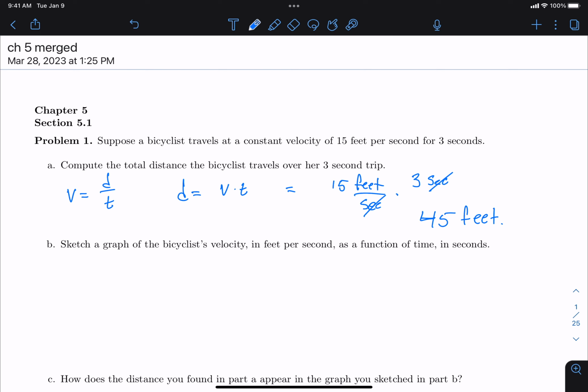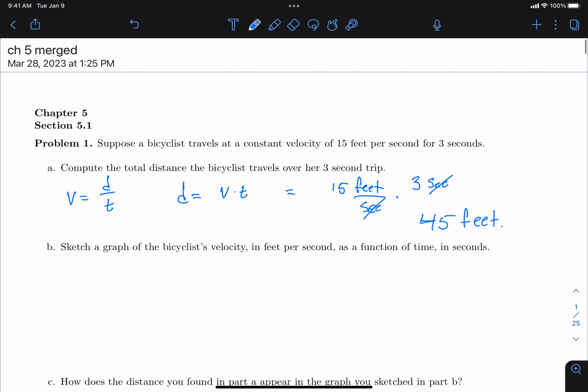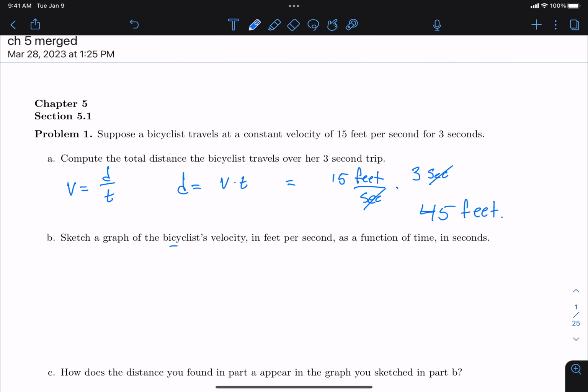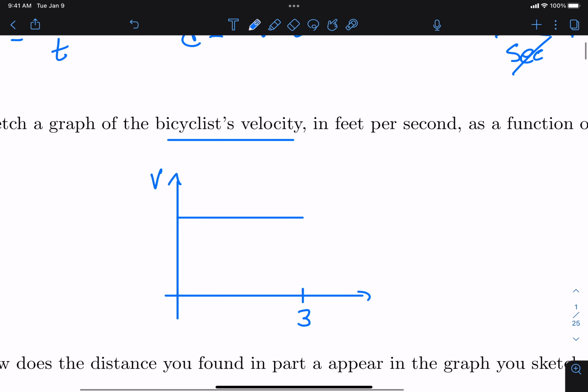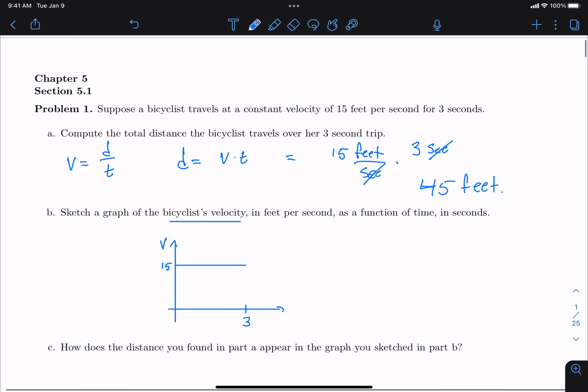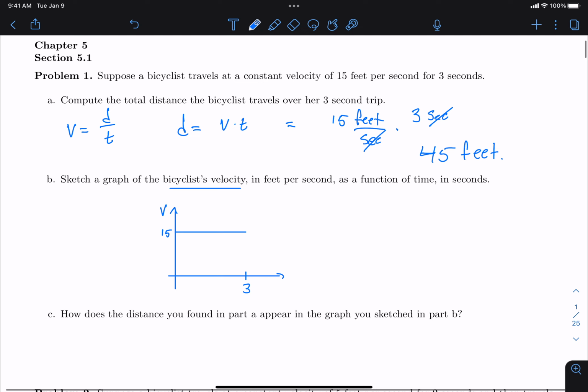So first of all, let's try to sketch a graph. I'm supposed to do the graph of the velocity. The velocity is given by 15 feet per second, and it's 15 feet per second for the whole time. It's a constant velocity, meaning that the velocity is a constant function. So a constant function looks like this, and it's a 3-second trip, and this height here is 15.